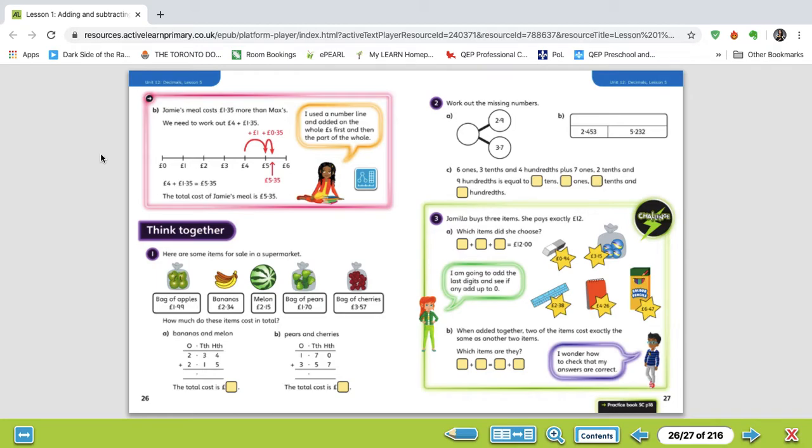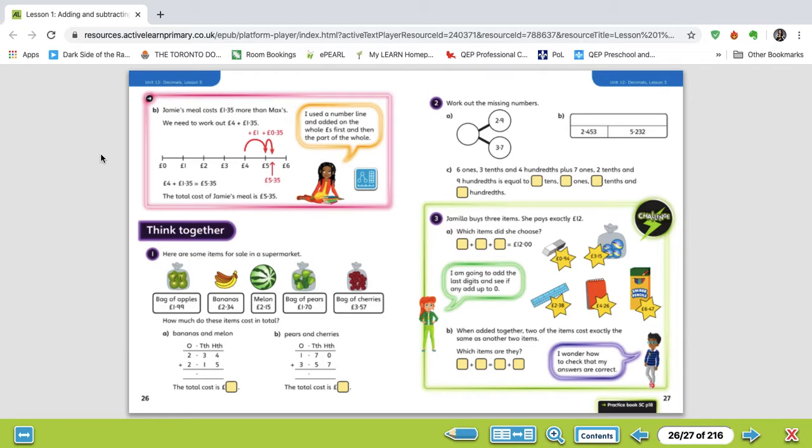Right, now we've got some items here for sale at the supermarket, looking at our thinking together. Right, so we've got apples, bananas, melon, some pears and cherries. Okay, and I want to know how much these items cost in total. So what we need to be doing is adding all of these items together, of course.